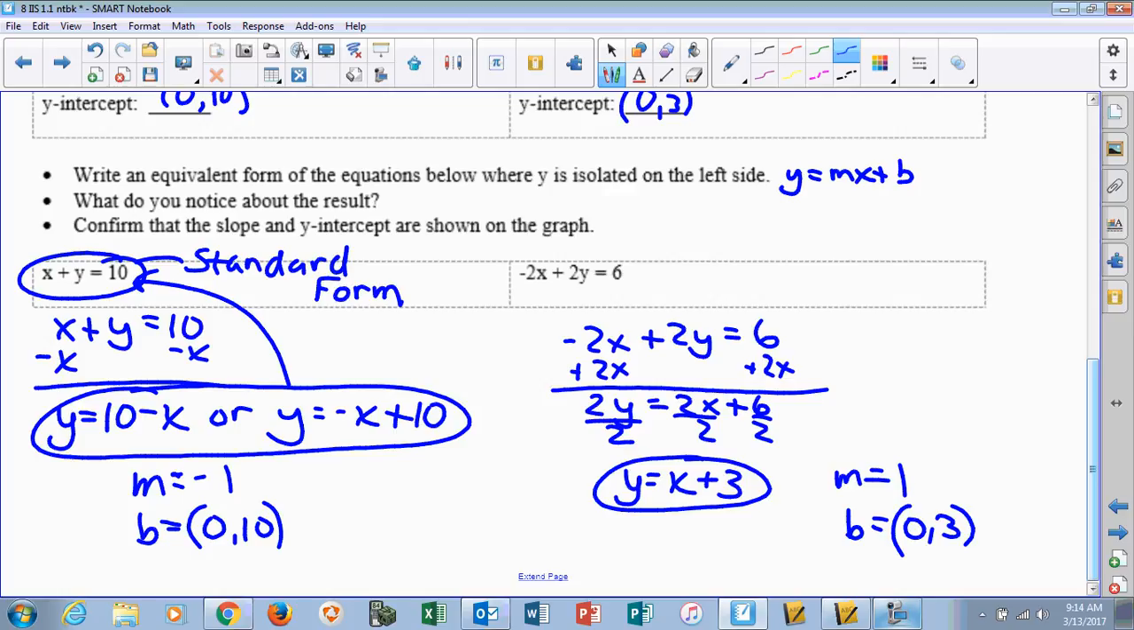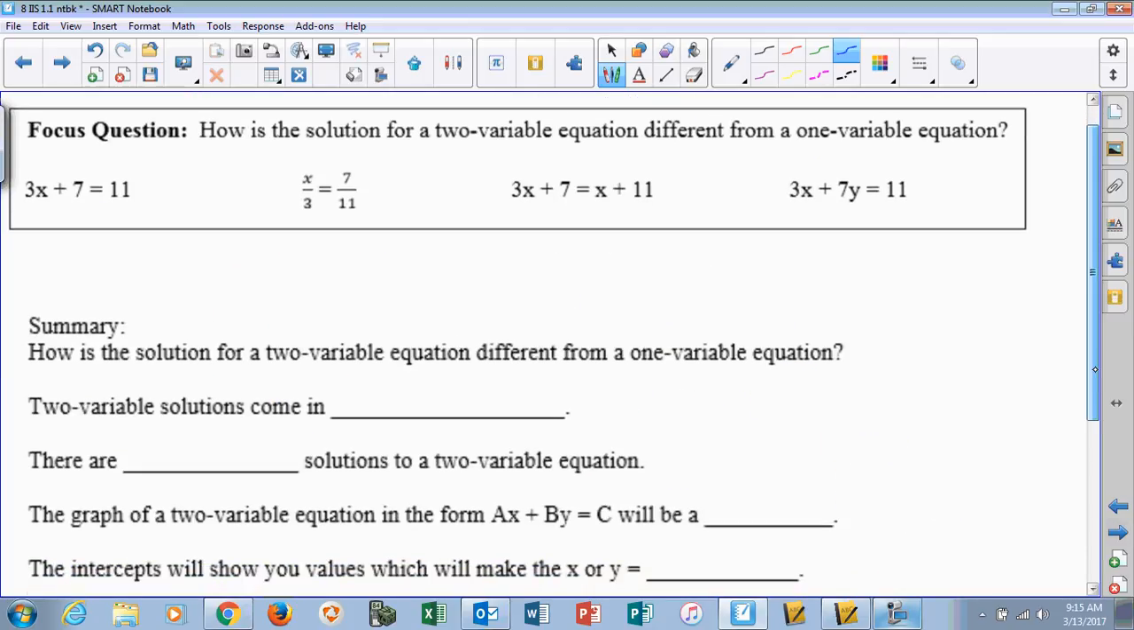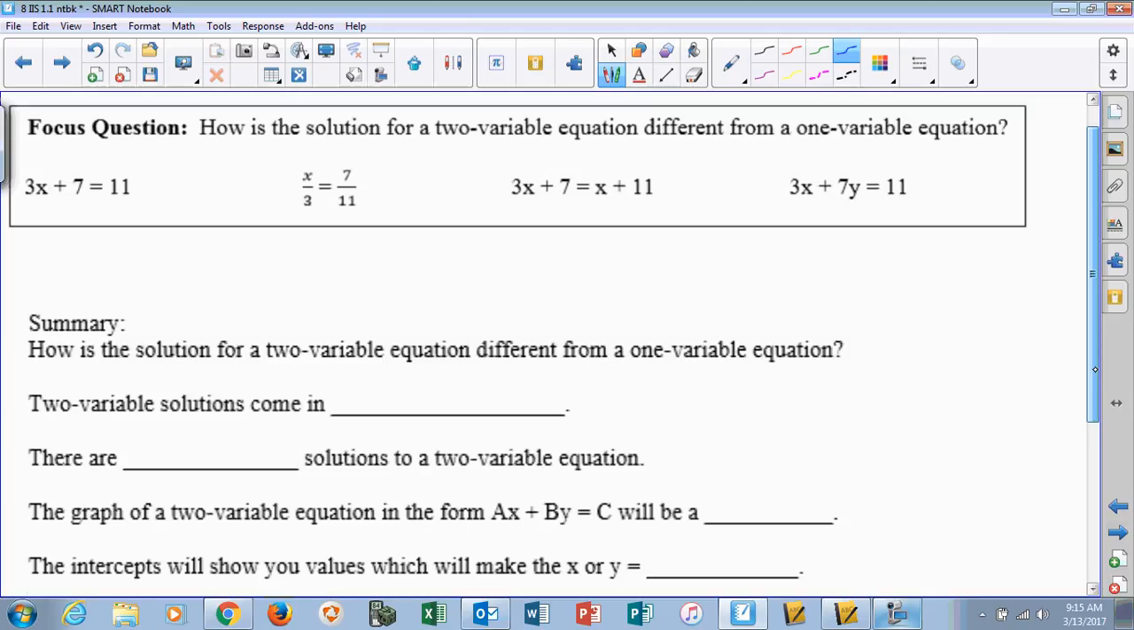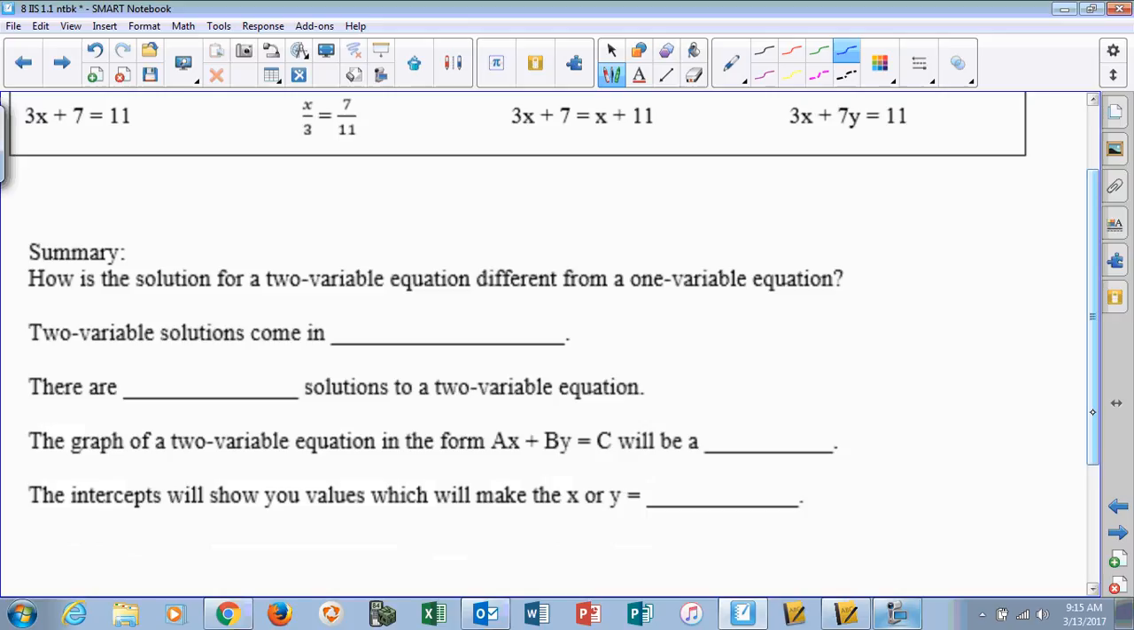So again, that's how I can take this equation, x plus y equals a number, which we call standard form, and convert it into either this one or this one in slope-intercept form. All right. So our last bit of business here is the summary. It says, how is a solution of a two-variable equation different from a one-variable equation?